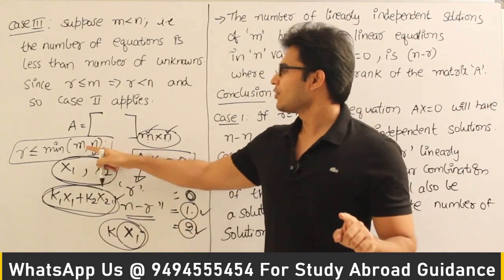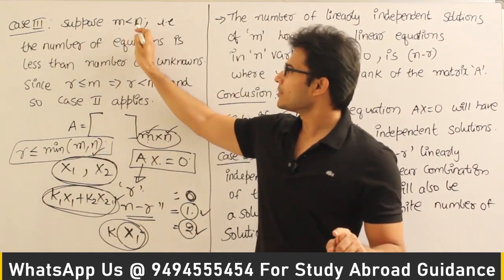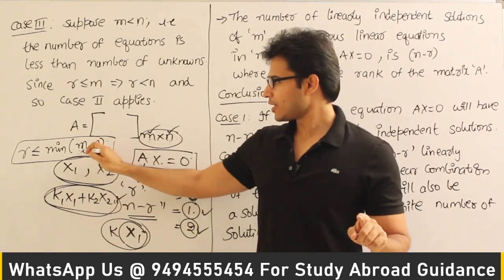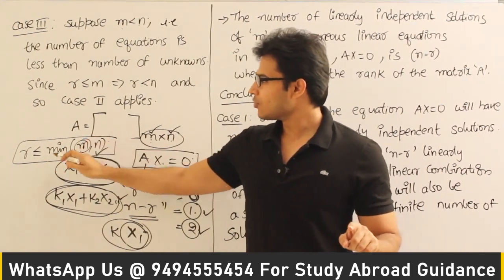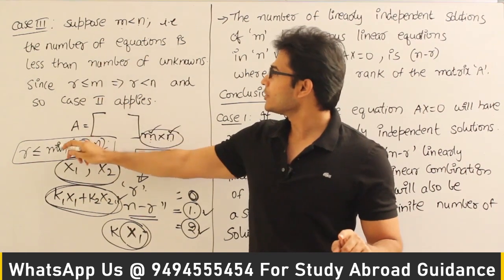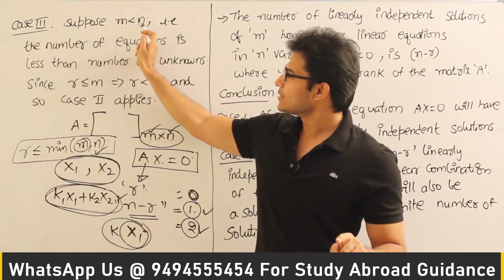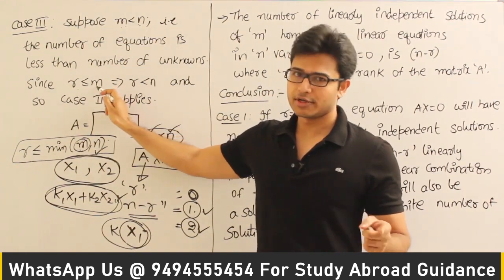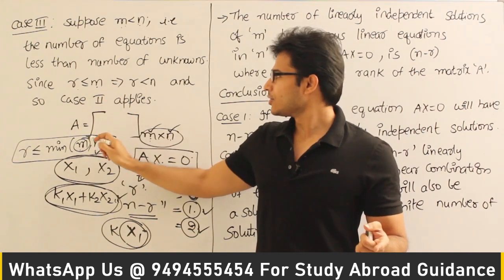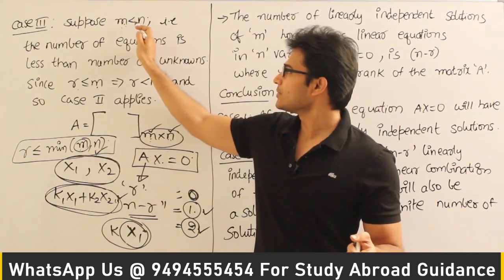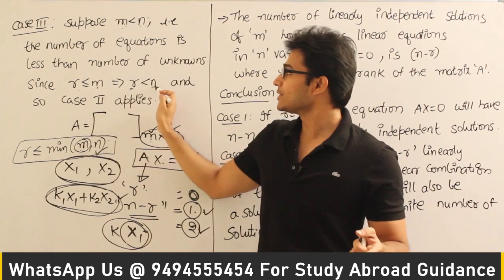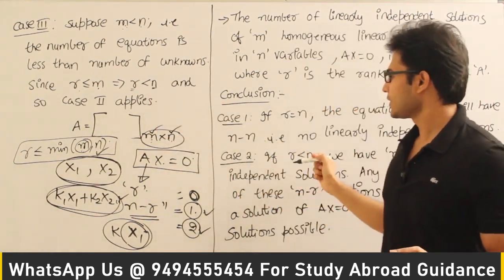I hope you remember this point. Okay, so now what is the minimum among them? M is less than n, which means the minimum of m comma n is m. Therefore R is less than or equal to m. If this is the case, then R is less than or equal to m, and we already know here that they are saying that m is less than n. That implies R is less than n, which is nothing but the second case.